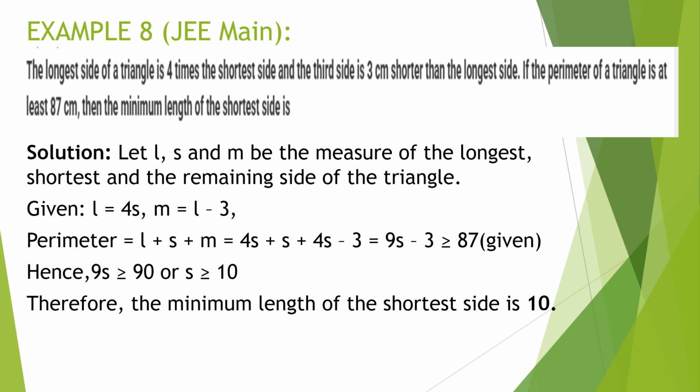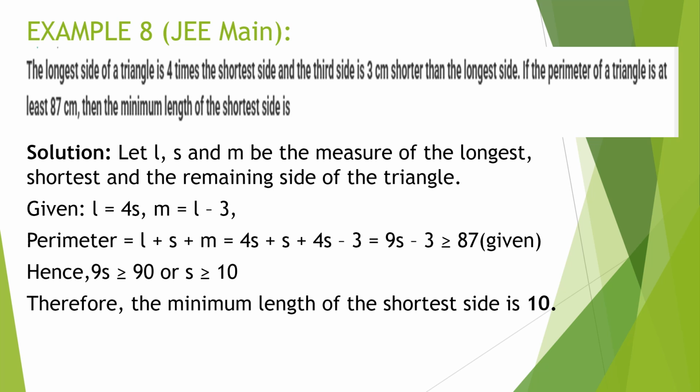It is given that the longest side is 4 times the shortest side, means L is equal to 4S, and M, that means the remaining side, is shorter than the longest side by 3 centimeter, means M is equal to L minus 3. You know perimeter is the sum of the lengths of all the three sides. L plus S plus M will be equal to, putting the values, 9S minus 3. But it is given that the perimeter is at least 87, means it is greater than or equal to 87.